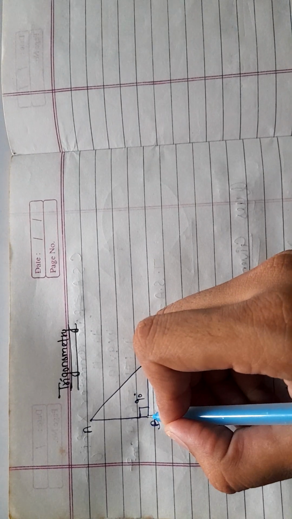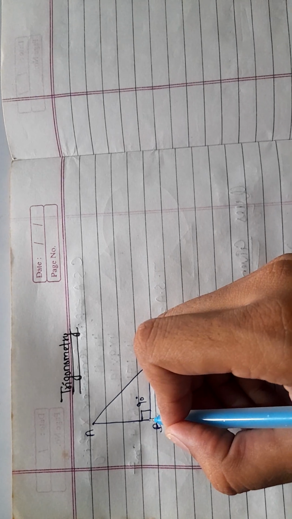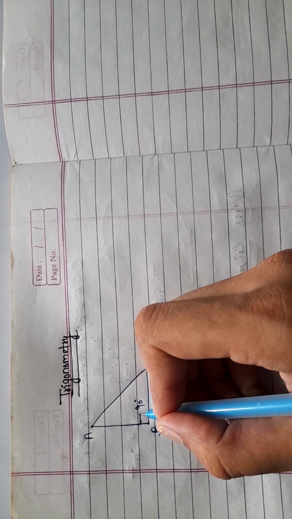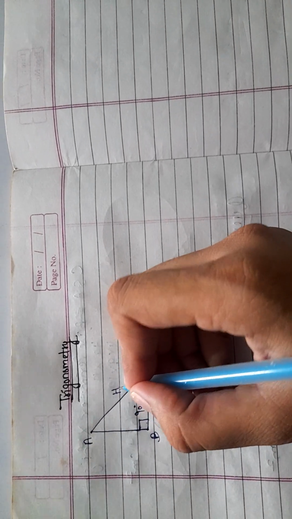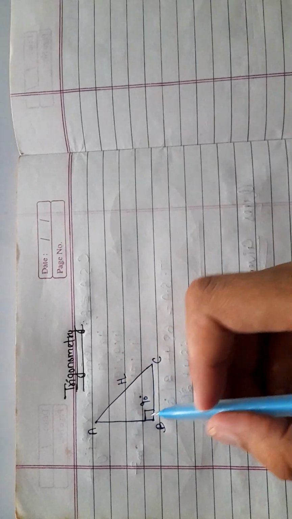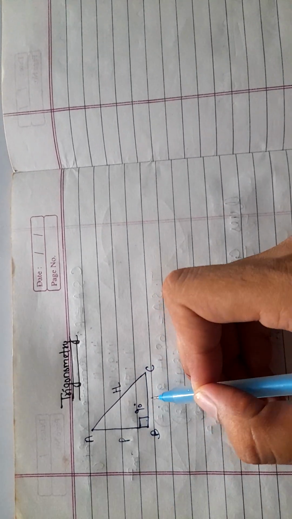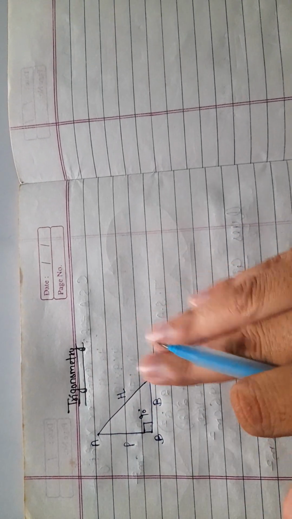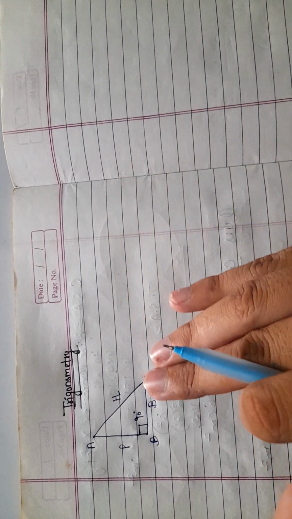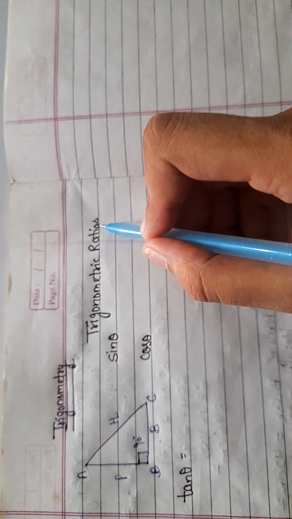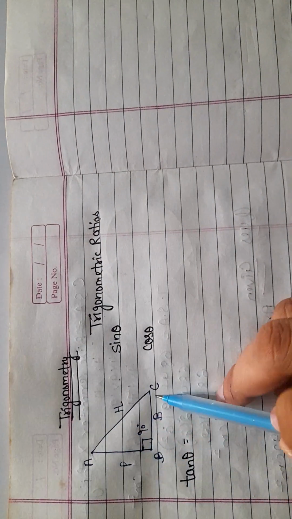As we know that, the side opposite to 90 degrees is the hypotenuse. It is the hypotenuse, and we take this as perpendicular, and this is the base. From this right angle triangle, we will find our trigonometry ratios.